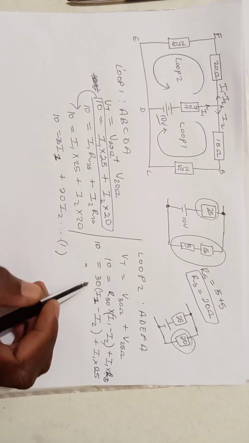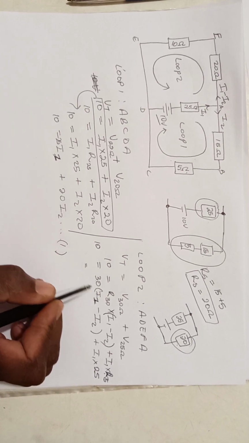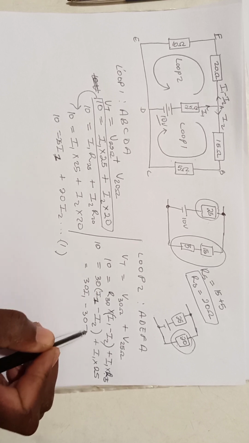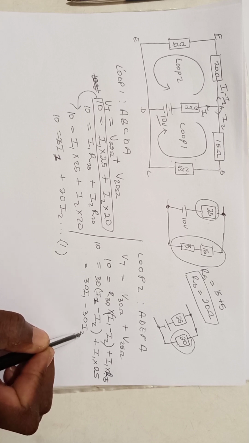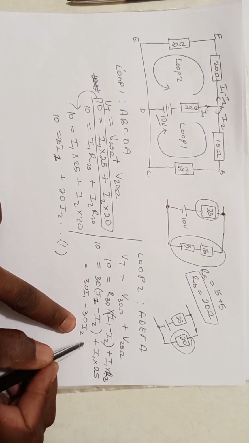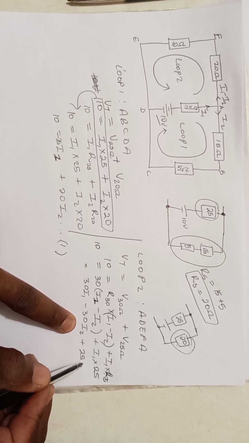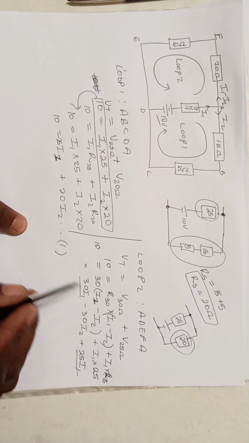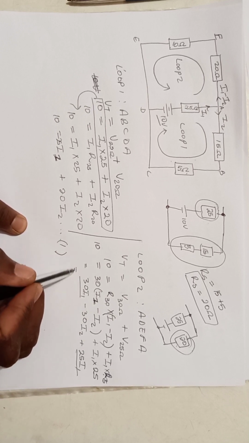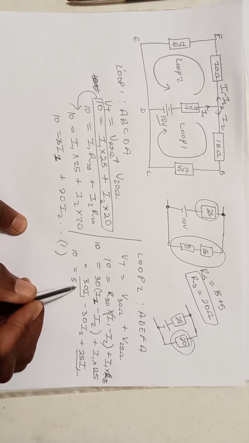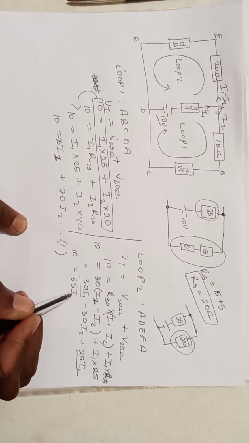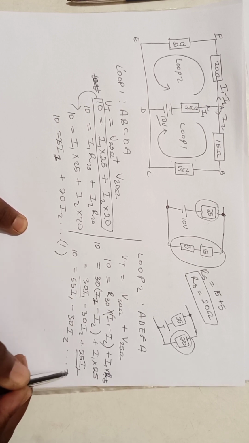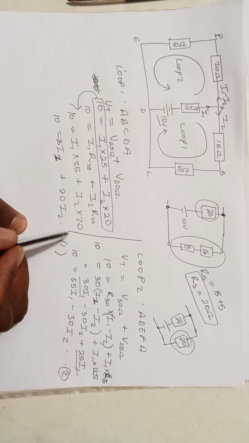So this is what we get here: 30 times I1, it's 30 I1 minus 30 I2, plus 25 I1. So we've got I1 and I1. If we add these, we get 55. So 10 is equal to 55 I1 minus 30 I2. So this is our second equation.